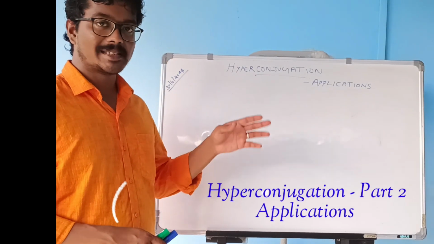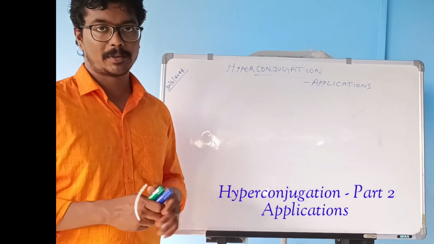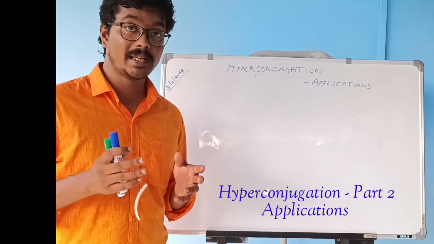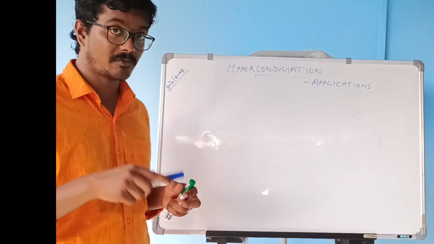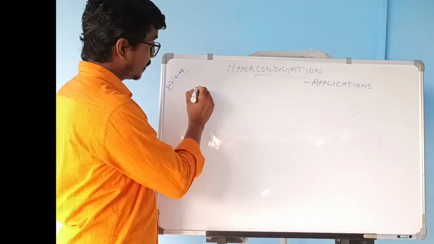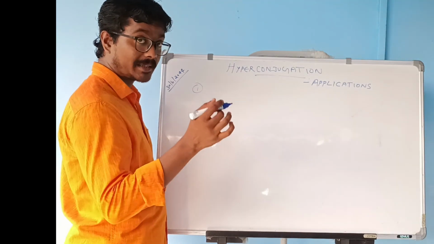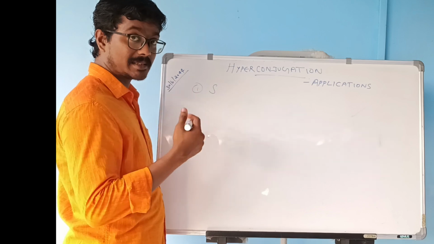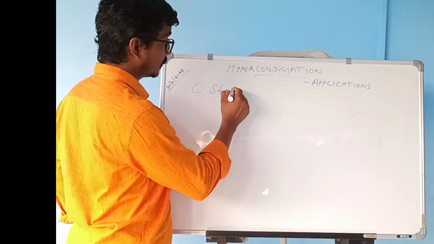Now we move on to discuss the applications of hyperconjugation. Hyperconjugation has a lot of applications in organic chemistry, and the first application is stability of alkenes. We can use hyperconjugation to explain the stability of alkenes.